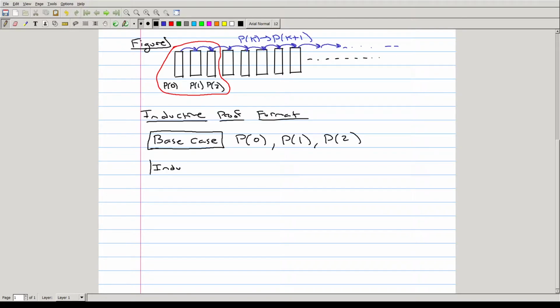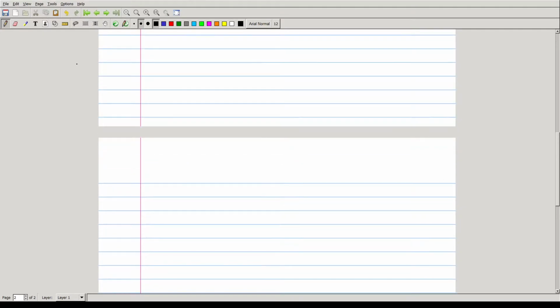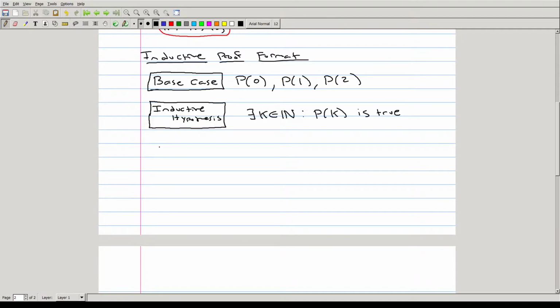Then you do the inductive hypothesis step, which is to assume that there exists some k such that P of k is true, which was evidenced by showing the base case for the first couple bases, or the first couple starting dominoes, if you will. And then the last step is to do the inductive step, which is to show that for all k in the natural numbers, if P of k is true, then P of k plus 1 is true.